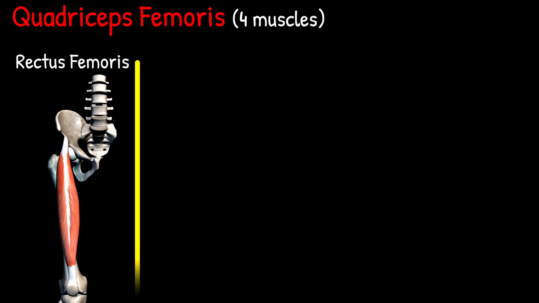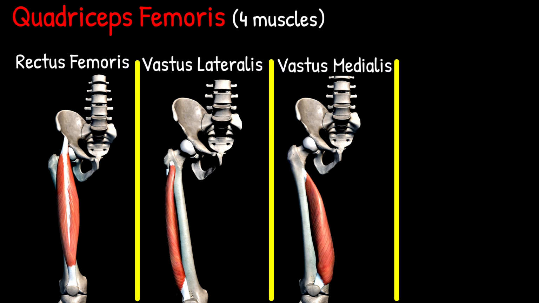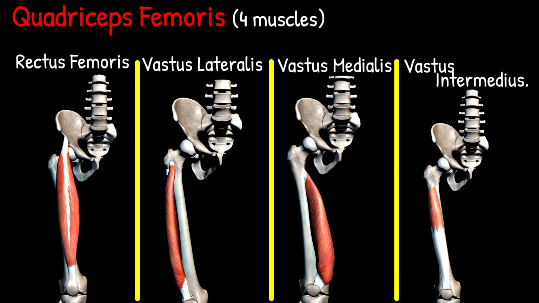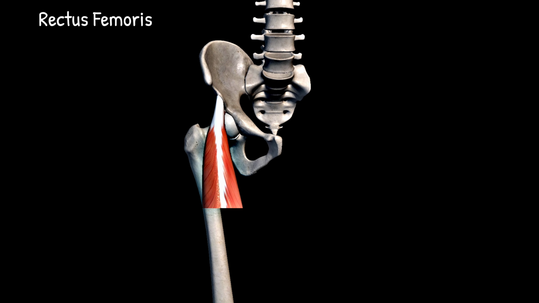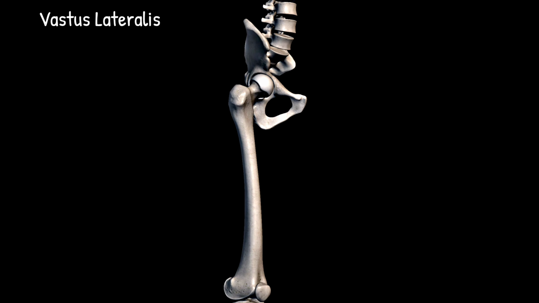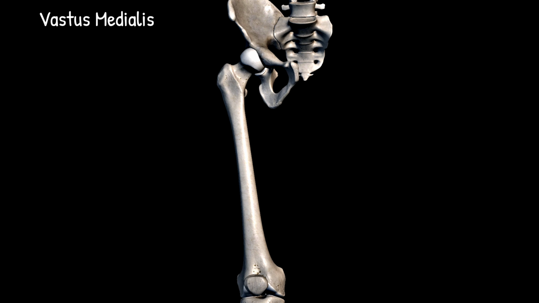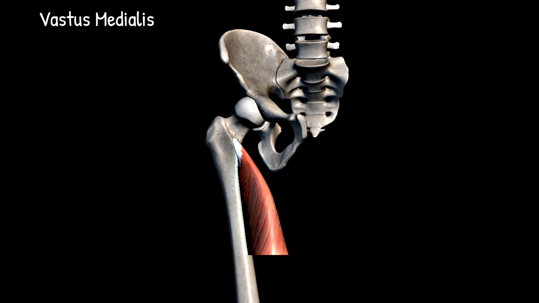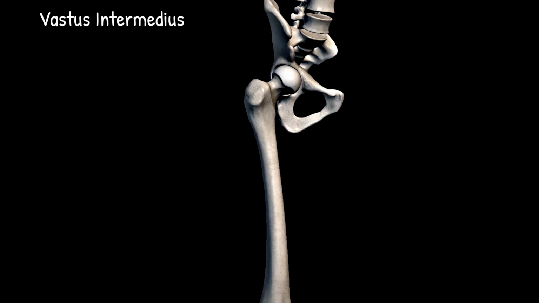Quadriceps femoris includes 4 muscles: Rectus femoris, Vastus lateralis, Vastus medialis, Vastus intermedius. Rectus femoris originates from the anterior inferior iliac spine. Vastus lateralis originates from the greater trochanter and from the linea aspera of the femur at its lateral lip. Vastus medialis originates from the intertrochanteric line and from the medial lip of the linea aspera. Vastus intermedius arises from the anterior and lateral surface of the shaft of the femur.